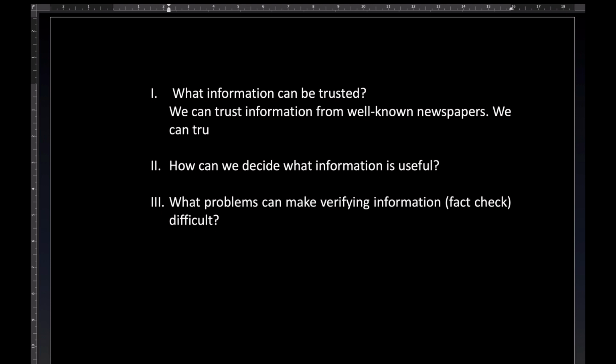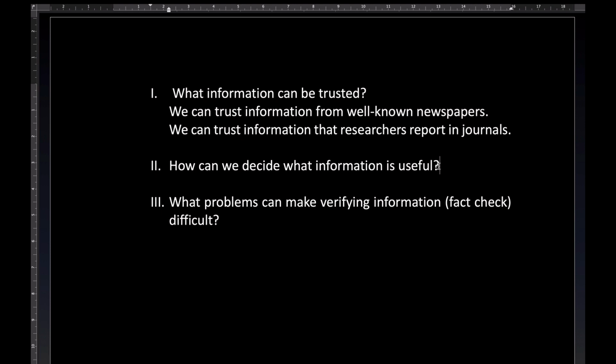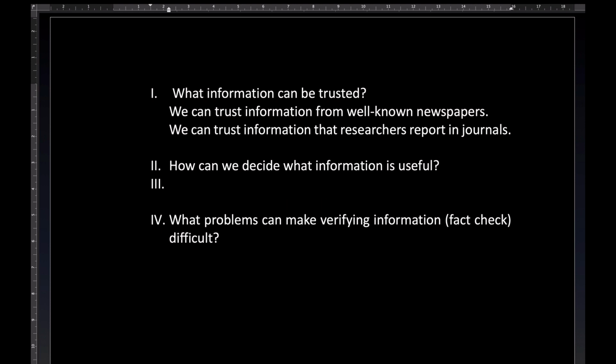We can trust information that researchers report in journals. But sometimes we can't trust these things. So I think this is difficult to answer. The second question is, how can we decide what information is useful? I think that's an even more difficult question.